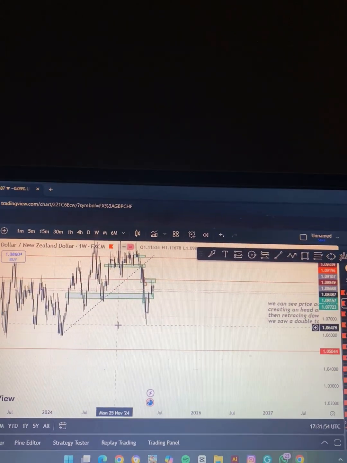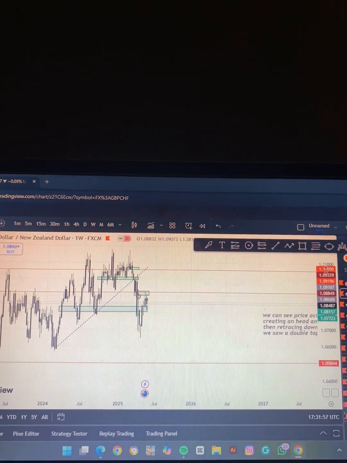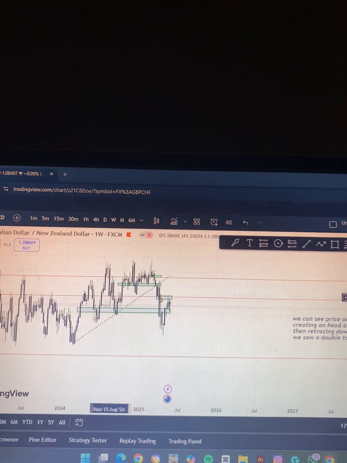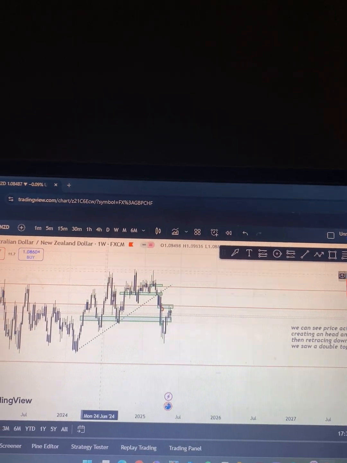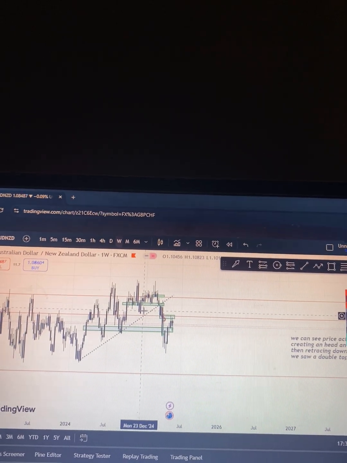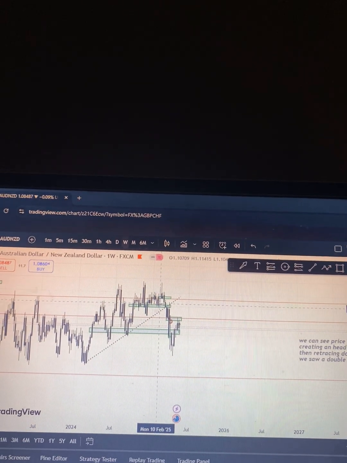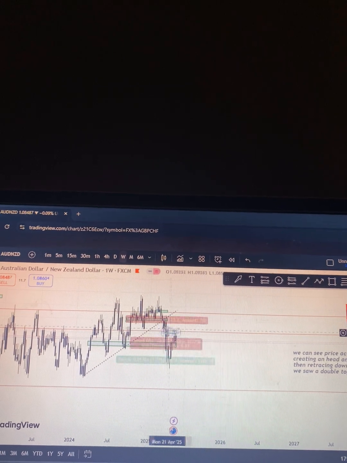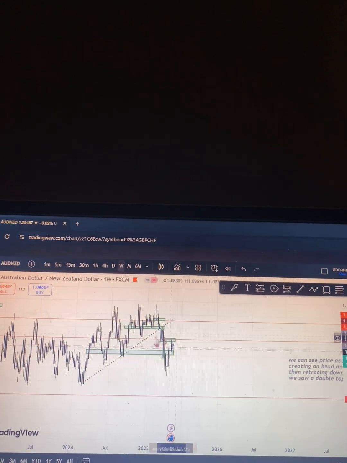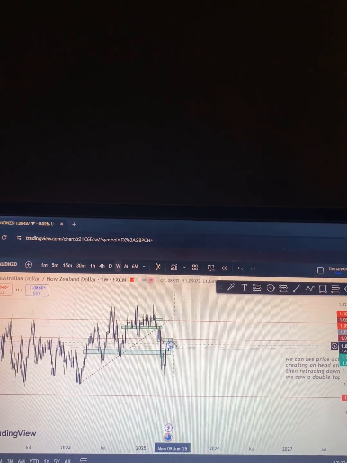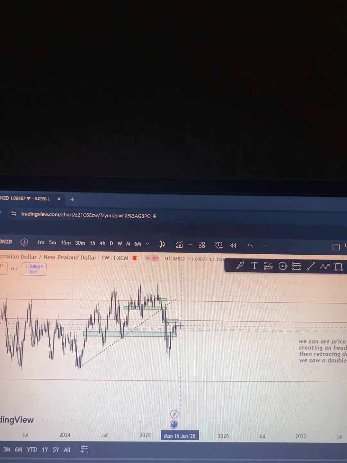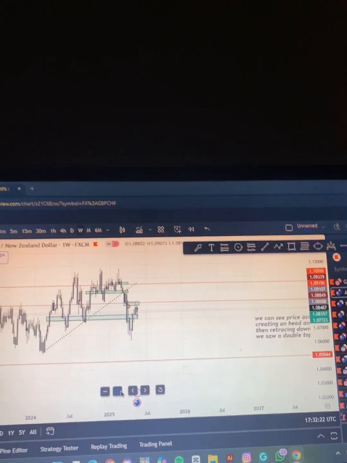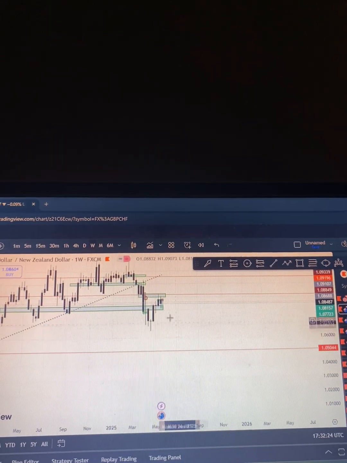So you can see, going from the weekly down, higher high, higher low, higher high, higher low, higher high, higher low, higher high, higher low. Then boom, break of structure. Now retest around this key significant area. My bad, at this significant area.